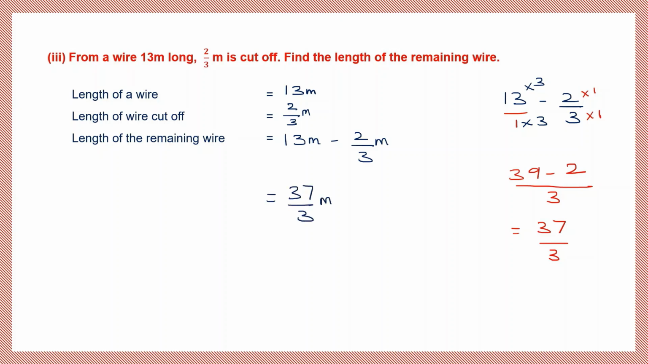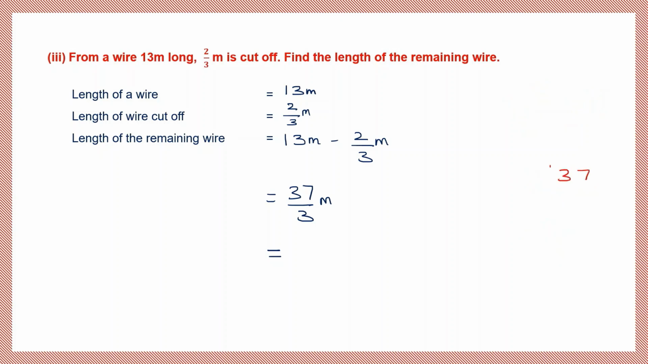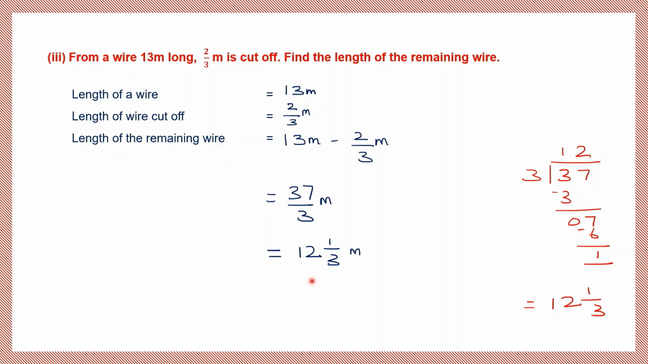Now it's an improper fraction, so we need to convert it to a mixed fraction. So let's divide 37 by 3. 3 1s are 3, minus, 0, 7. 3 2s are 6, minus, 1. So what do we have here? 12, 1 by 3. So 12, 1 by 3 meters is the length of the remaining wire. We've been asked to find the length of the remaining wire, and the length of the remaining wire is 12, 1 by 3 meters. So this is our final answer.